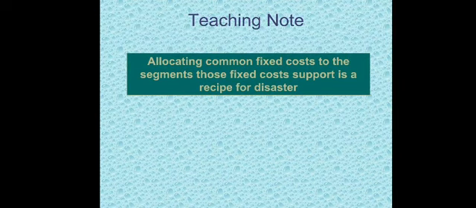Okay, this is the point that I have been trying to say. Allocating common fixed costs to the segment those fixed cost support is a recipe for disaster. If you allocate the common fixed cost to different segments in a business, you will make wrong conclusion about the performance of the segment. Okay, thank you very much. This is the end of this topic.